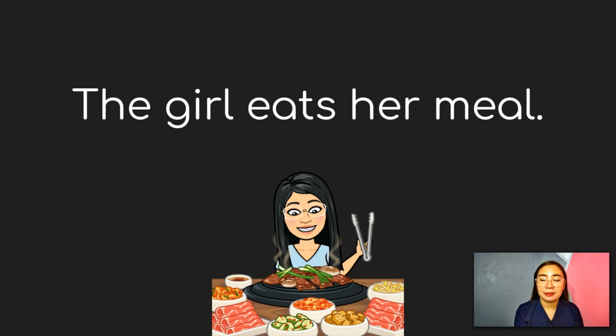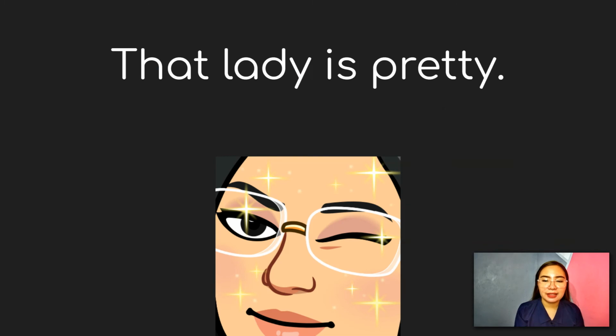Let's have some examples. First, the girl eats her meal. We have here a singular subject or noun. That is why our verb ends with s. Next, that lady is pretty. Again, for this one, we have a singular subject. That is why we are using the linking verb is.